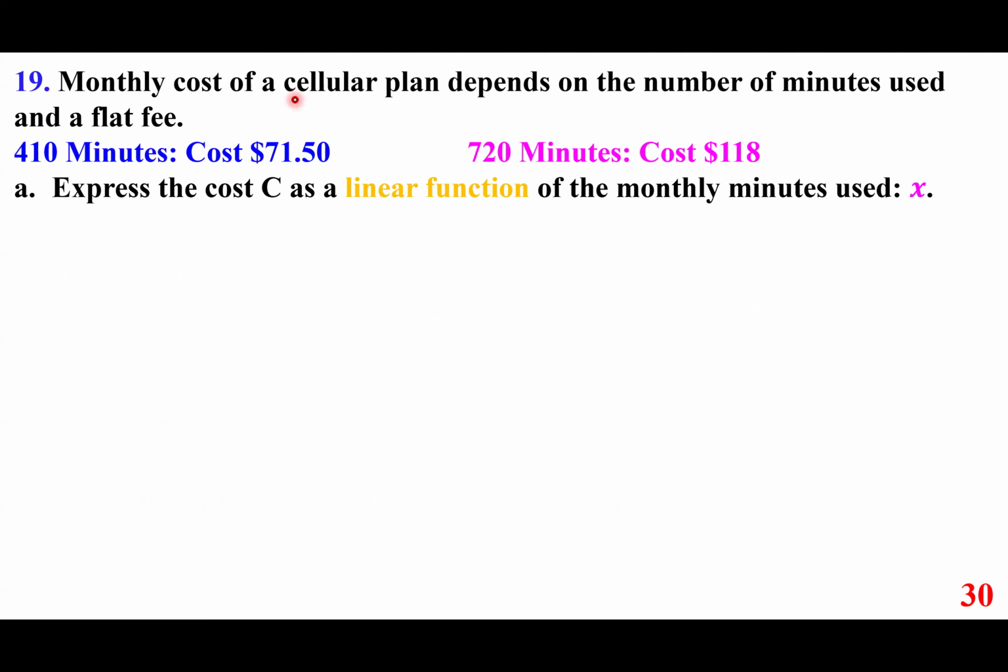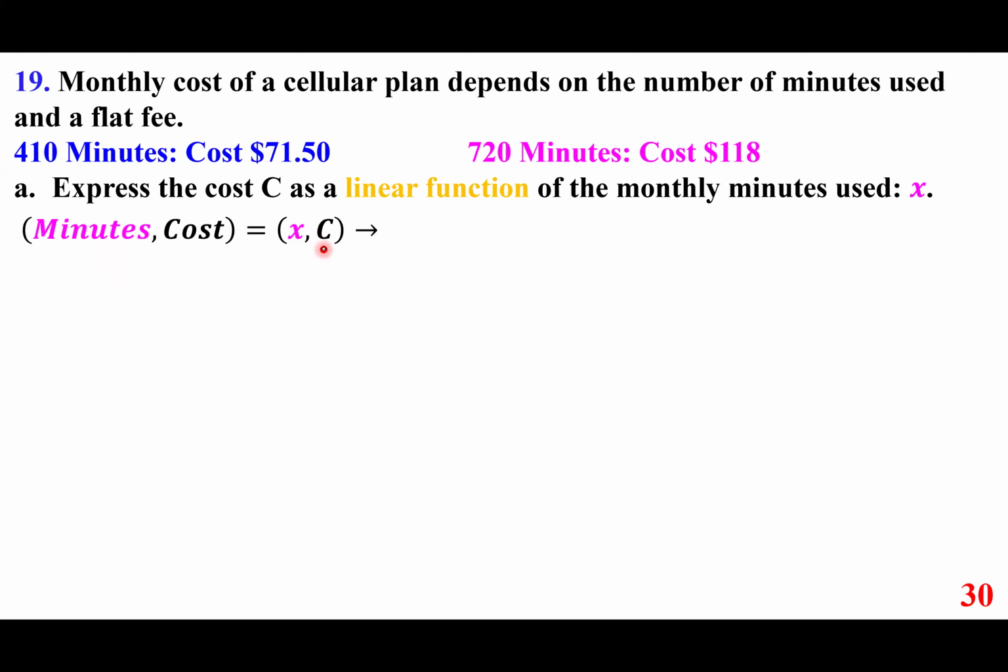The monthly cost of a cellular plan depends on the number of minutes used and a flat fee. 410 minutes, $71.50. 720 minutes, $118. Express the cost C as a linear function of the monthly minutes used X. So first and foremost, they want us to use, remember, x comma y normally, but now it's x comma C.